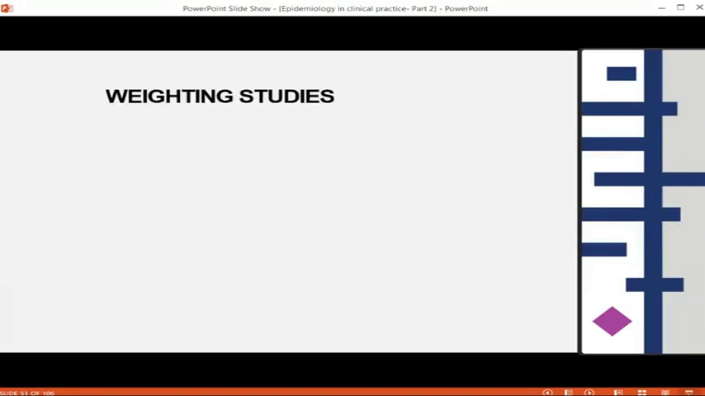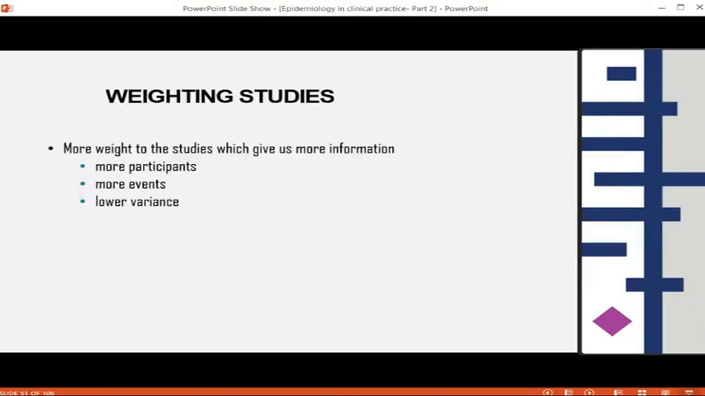So then the question is, how do you weight studies? The principle is this: more weight is given to studies which give us more information. And this usually means it should have more participants, it should have more events, particularly in the control group. That is the baseline risk. I discussed that in part 1. The baseline risk of having that outcome should be fairly high. And then if you have a study which has good relative risks, then the corresponding risk in the other group will give you a narrow confidence interval.